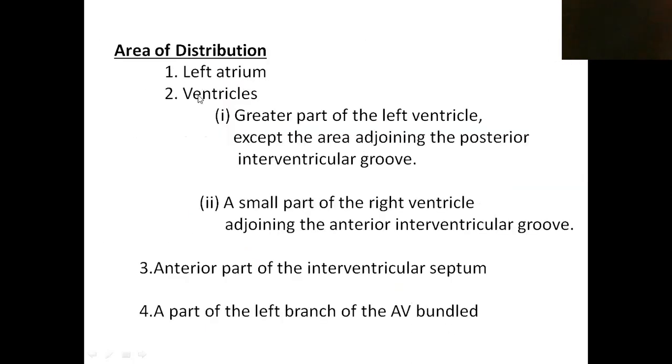So, left atrium, ventricle, a great part of it, then the anterior part of the interventricular septum, then it gives some branches to the AV bundle. Now we have to see the details of these ventricular branches. It supplies the greater part of the left ventricle, except a small area near the posterior interventricular groove.